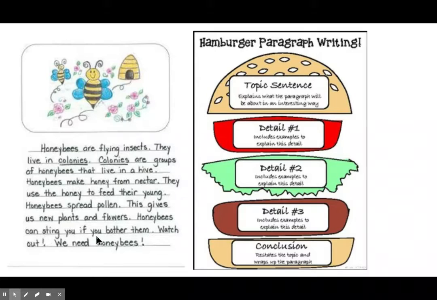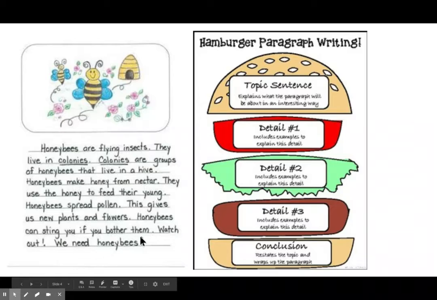Honeybees can sting you if you bother them. Now, that person added an actual fourth fact. See, because they could have said this gives us new plants and flowers. Well, no, the pollen and stuff. And then they added a fourth fact to this. So that's really wonderful. And then there's our wrap up.